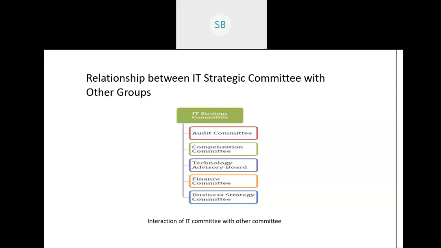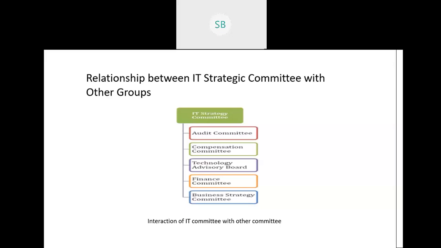Good morning, everyone. As you are aware, we have already started with module 2. Yesterday we discussed the IT strategic committee, the roles on committees, and the classification of the IT strategic committee. Today we are going to study the IT steering committee. Before that, we must know which other committees the IT strategic committee interacts with. You can see from the diagram.